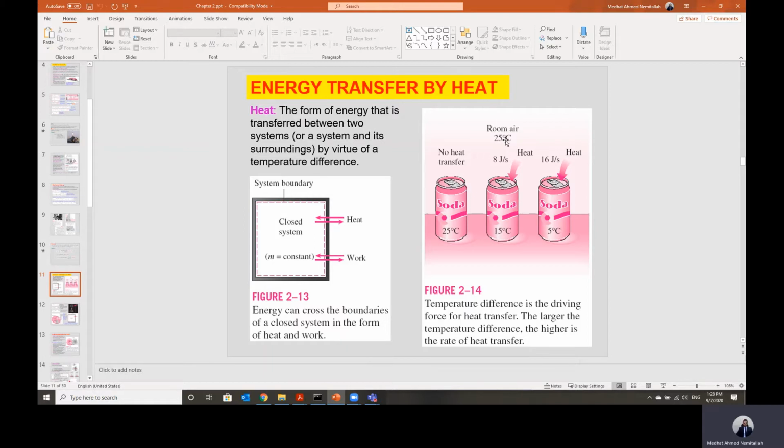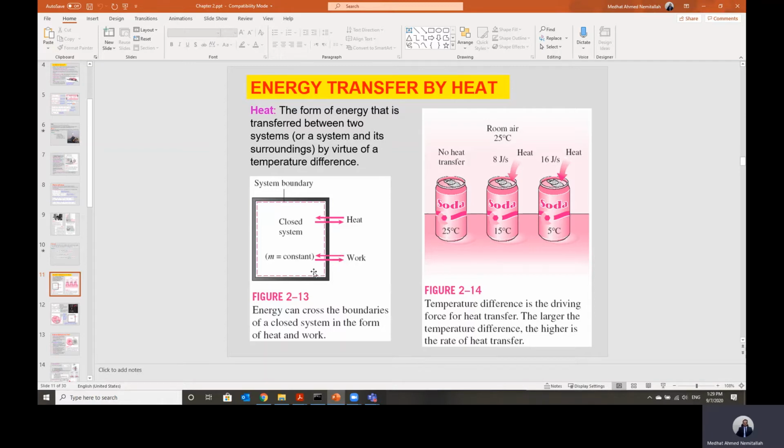As the temperature difference increases, let's say here it is 15 degrees C, then heat will be transferred from the surrounding air to the soda at a rate of 8 joule per second. If the soda is at a lower temperature, say 5, we have a higher delta T, and then we can have a higher rate of heat transfer. So the heat transfer is mainly a function of delta T. As the temperature difference delta T increases, the heat transfer rate will increase.